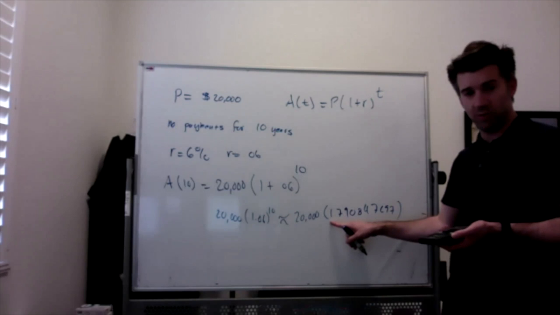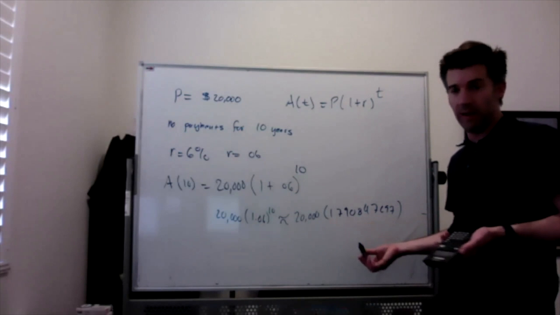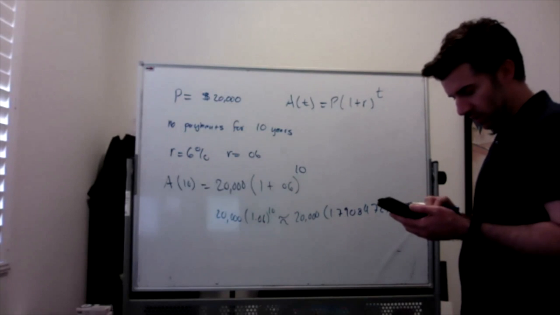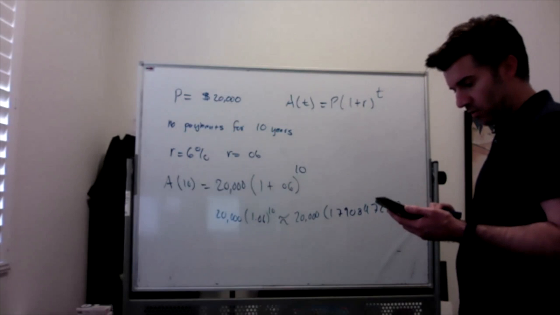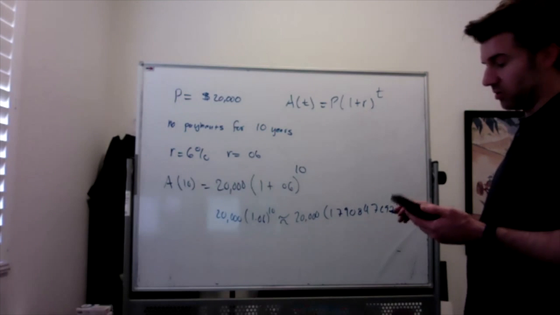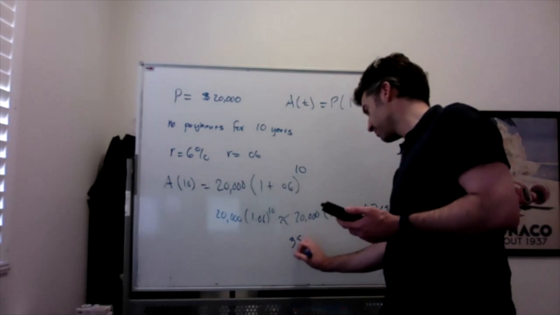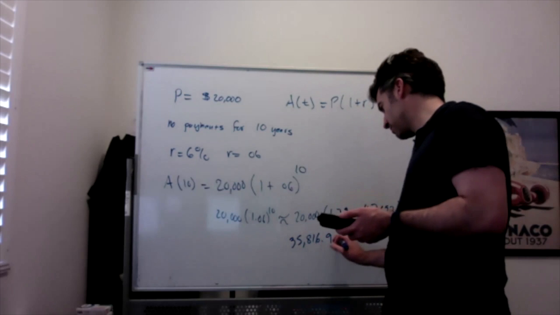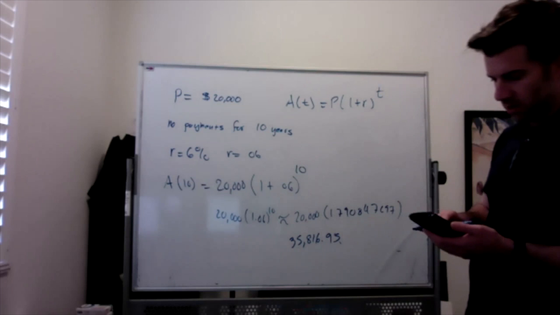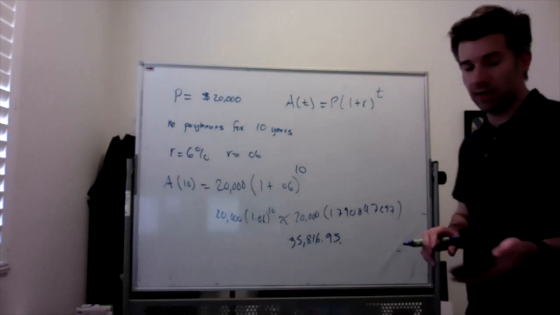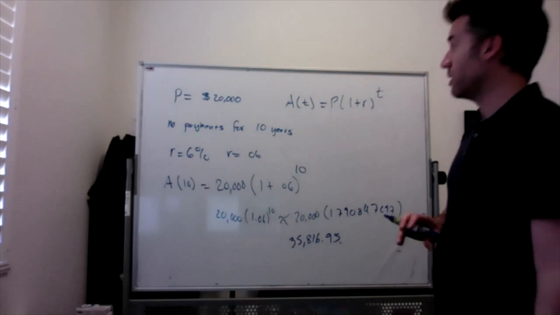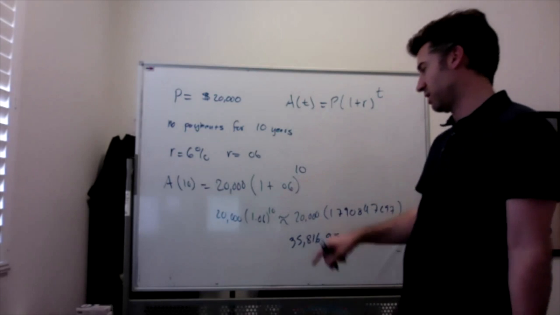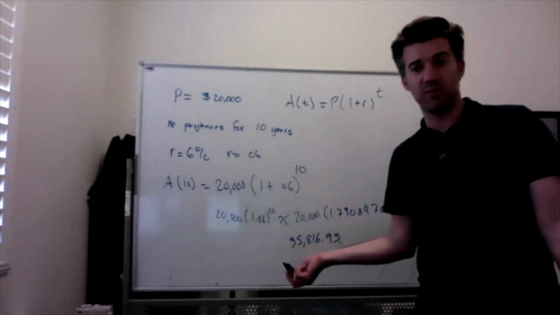Not quite double, right? If we had 2.0, that would be double the amount. But if we multiply that by 20,000, we end up with $35,816 and 95 cents. So letting money accrue interest for 10 years at an interest rate of 6% doesn't quite double the principal, but it comes close.